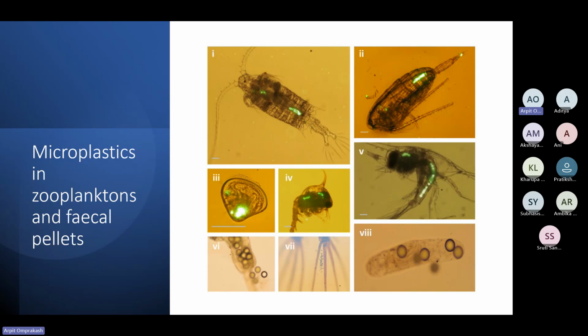And then microplastics are also found in all kinds of organisms. For example, here we see in zooplankton, these whitish areas are plastics. This one, this one, this one, and this. So these zooplankton are also ingesting a lot of plastics, and that is in turn affecting them. And their fecal pellets also have a lot of plastic material present.